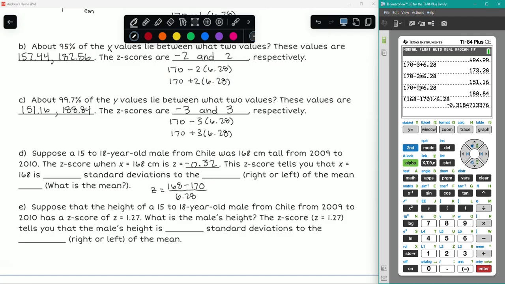So this tells me that the x value, 168 centimeters, is 0.32 standard deviations to the left or less than the mean of 170. So the negative z-score tells me that my data value is less than or to the left.